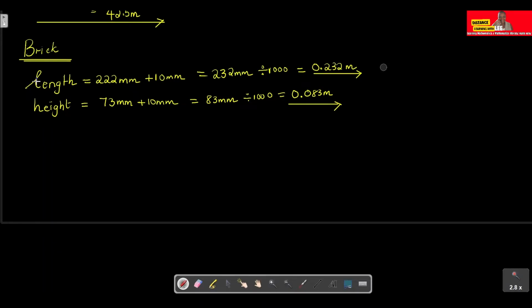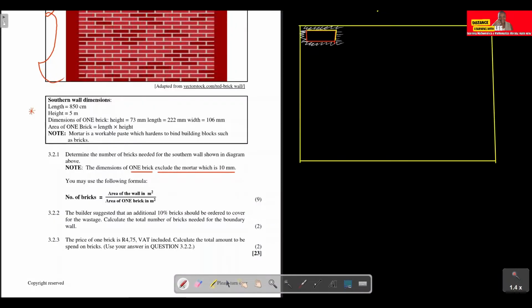To determine the area of a brick, we are told that to calculate the area of one brick, we're just going to use the length multiplied by height. This is a guide on which dimensions you are supposed to use. Why is it length and height, and not length and width, or height and width? Because they gave you that guide, that to get the area of one brick, you just need to use the length multiplied by height. So it's very important to read the information that is given to you, because it's a guide on how you need to approach your question.